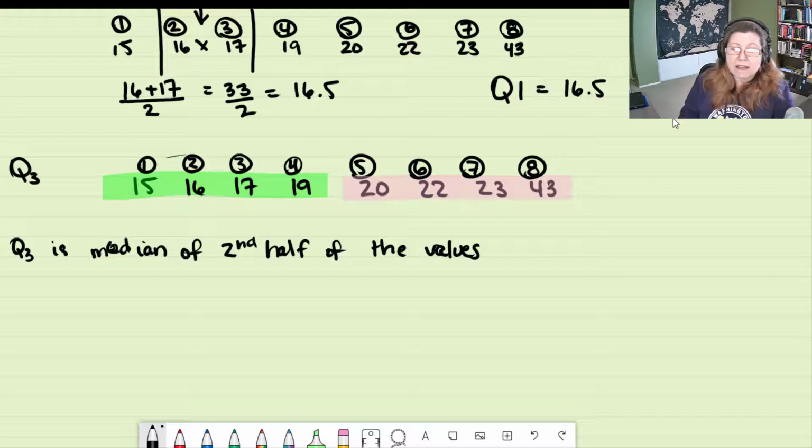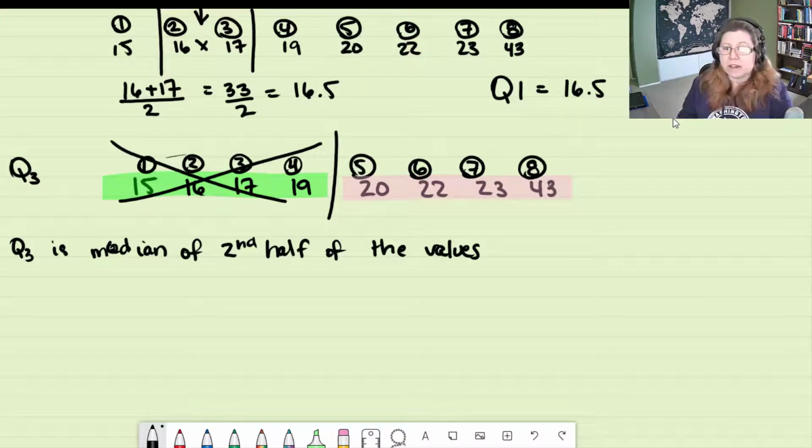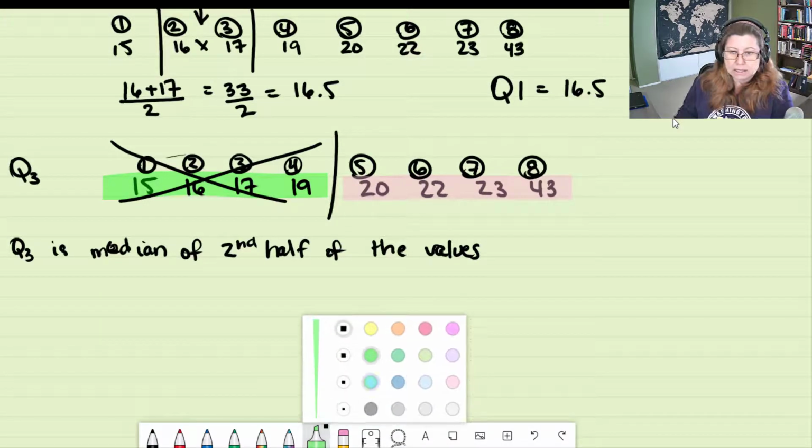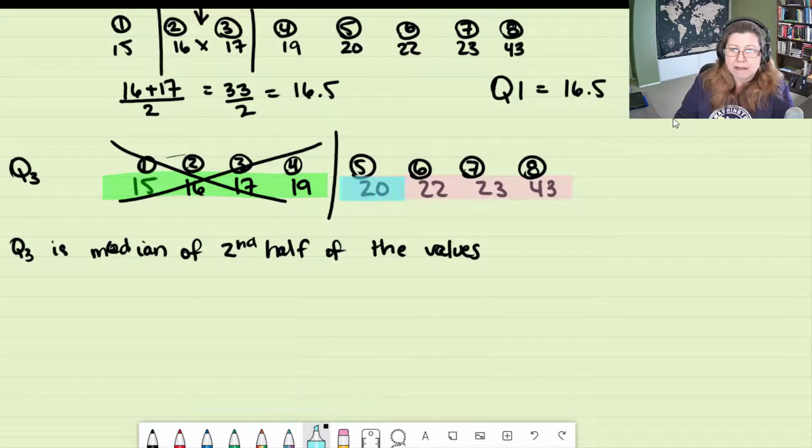Okay, so I have to find the median of the second half of the values. So I no longer care about the first half of the values, I only care about the second half of the values. And I'm looking for the median, the middle number. Well, if I break this list in half, I'm just going to color, let's say, overlap half of it in blue and leave the rest of it in pink. I see that I'm looking for this middle number right there.